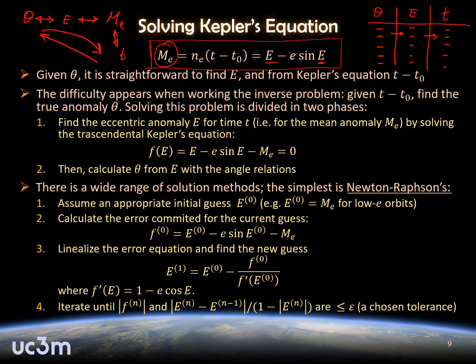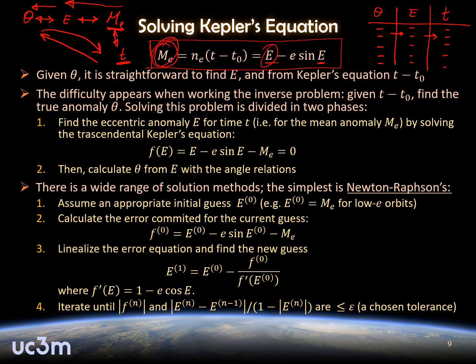In order to do this, we split the problem into parts. Given t, we can compute M_E, no problem. So now the difficulty is going in this direction, from M_E to E. That's the first part. Once we have E, we can continue and get theta without any difficulties, because we have the formulas for that. So how can we get E from M_E?